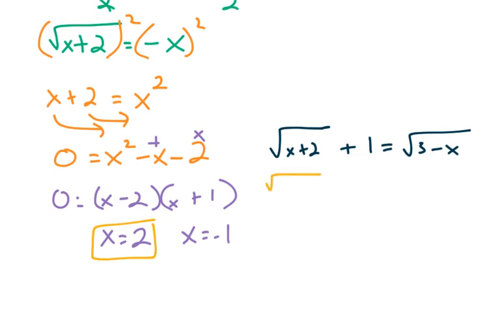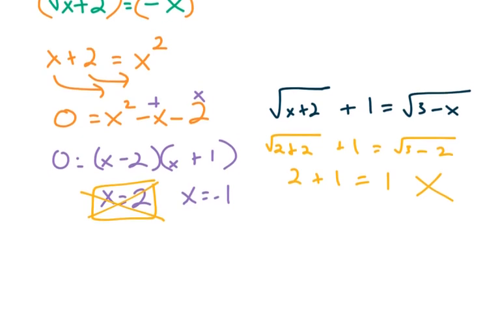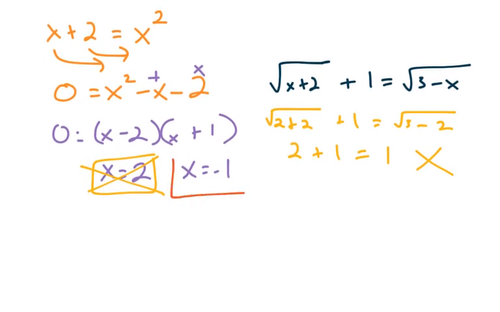Okay, so we'll have the square root of 2 plus 2 plus 1 equals the square root of 3 minus 2. Okay, so square root of 2 plus 2, that's the square root of 4. The square root of 4 is 2 plus 1. 3 minus 2 is 1, so this leaves me with the square root of 1, which is actually just 1. So 2 plus 1 equals 1. Obviously, that doesn't work. So the apparent solution of 2 is not an actual solution to our problem because it doesn't work out. Let's check negative 1.